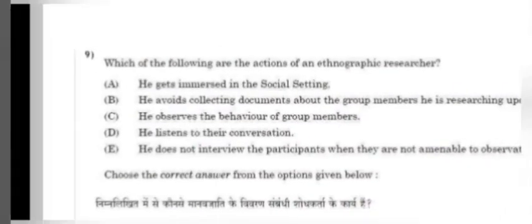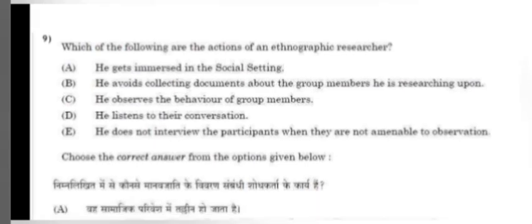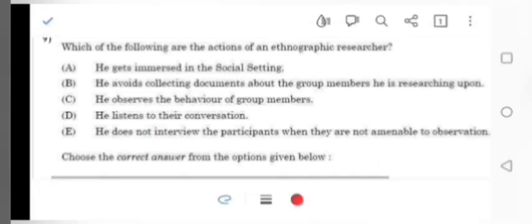Next is 16. It says, which of the following are the actions of an ethnographic researcher? He gets immersed in the social setting. He avoids collecting documents about the group members he is researching upon. He observes the behavior of group members. He listens to their conversation. He does not interview the participants when they are not amenable to observation. It will be he avoids collecting documents about the group members he is researching upon.